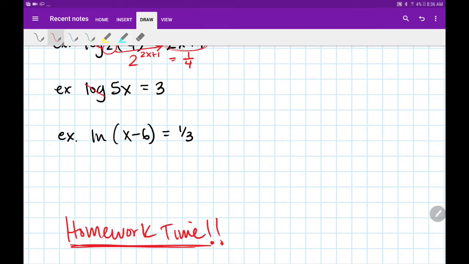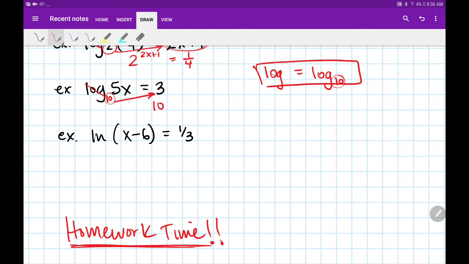Let's do it one more time. Cross out the log. Wait a second. What's our base? Ooh, do you remember from before we said if you don't see a base at all and it says log, it's really a log base 10. So we can go ahead and write that in. Let's write in the 10. So it's 10 to the power of 3 equals 5x. Nice. So don't forget this property.